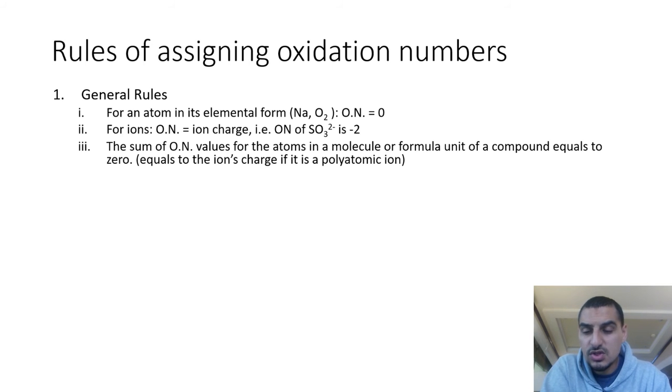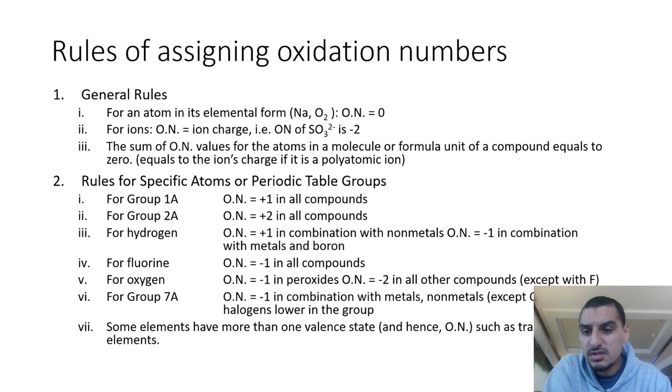So these are the general rules. There are some rules that are specific for specific groups or materials or elements. So for group 1A, what we mean by 1A is lithium, sodium, potassium, cesium, and this column in the periodic table. The oxidation number is always +1. For group 2A, it's always +2. We mean by this beryllium, calcium, magnesium, and this column.